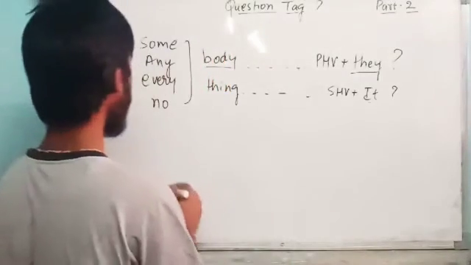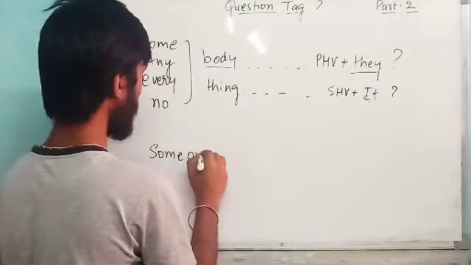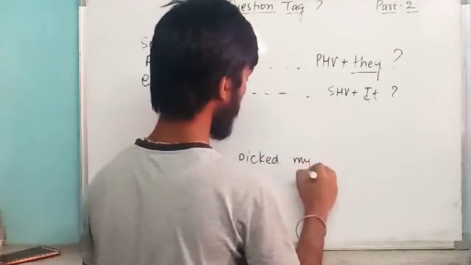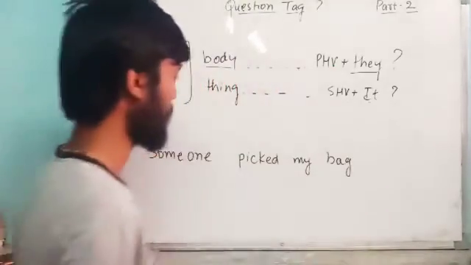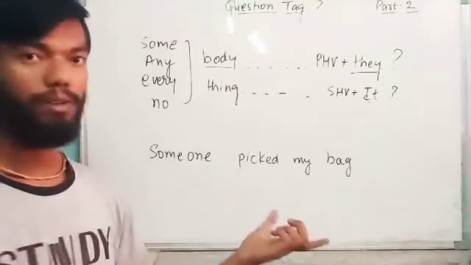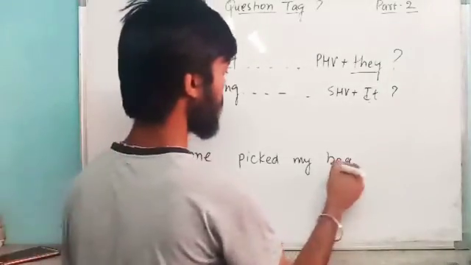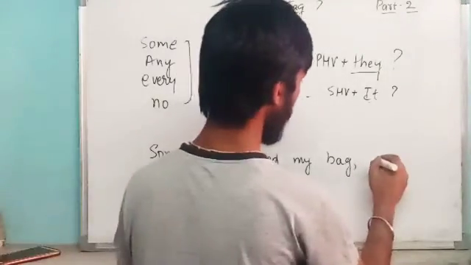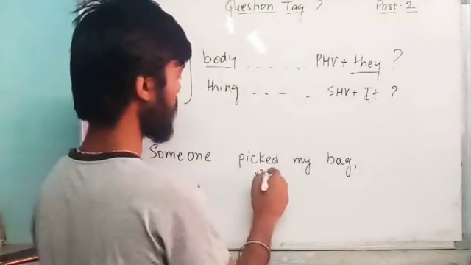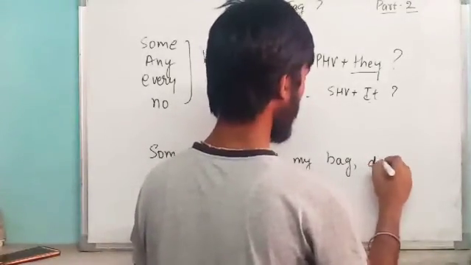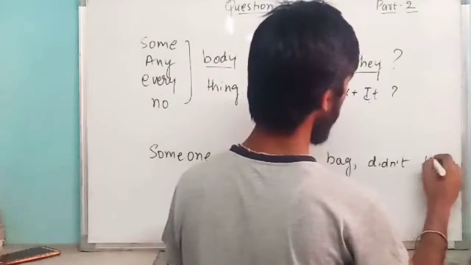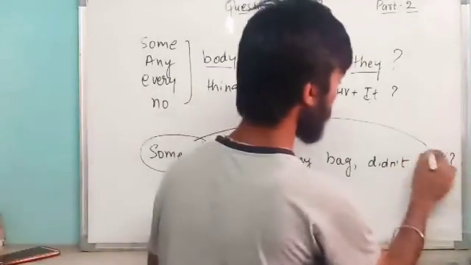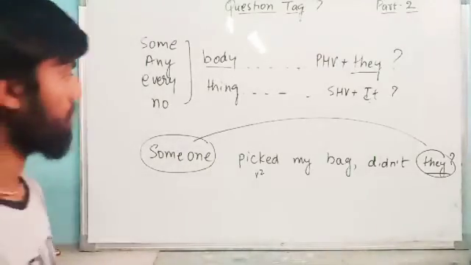Let's take some examples like: someone picked my bag, right? If we need to convert this into a question tag, then see this is a positive sentence. Someone picked my bag, then picked is the second form, right? This is past indefinite, so didn't they. Okay, we use the pronoun they because of someone. I hope you understand this, right?